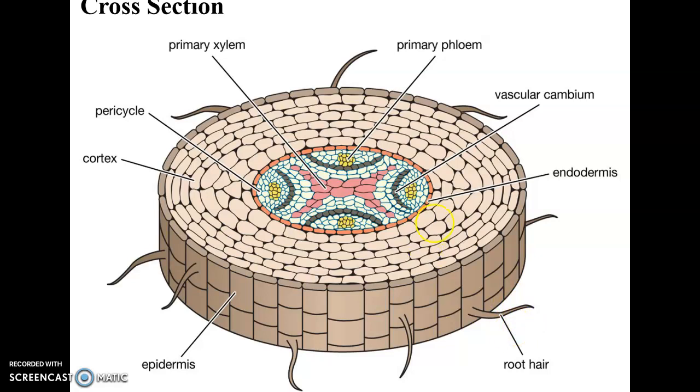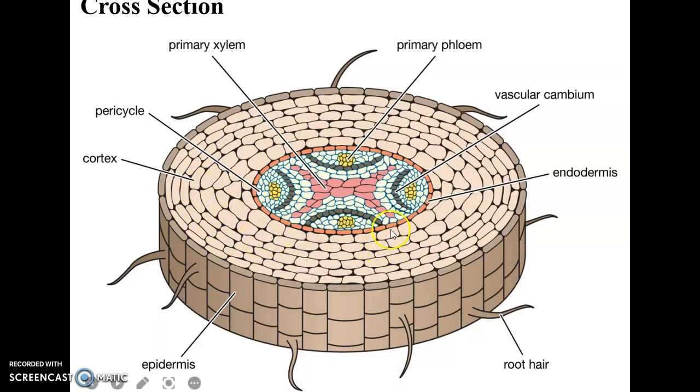Next to the epidermis is the cortical region, which is also known as the cortex, and this is made up of parenchyma cells. Here there are also some intercellular spaces, which create aeration within the root.